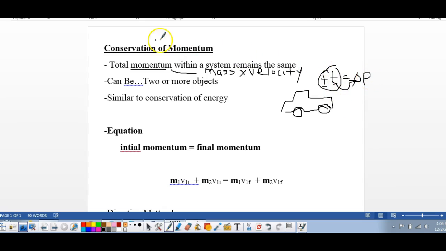Now we're going to start talking though about conservation of momentum. So it means it's conserved. And if you remember from conservation of energy or matter, that means that matter or energy cannot be created or destroyed. It's just transferred somewhere else. So an important part of this conservation of momentum is now we're talking about more than one object. We're talking about two or more. So it could be 3, 4, 5, whatever.